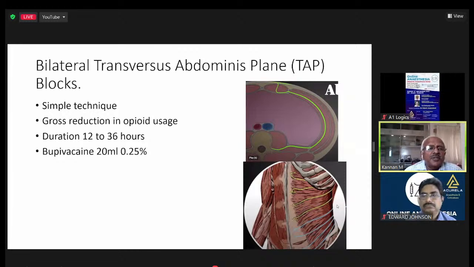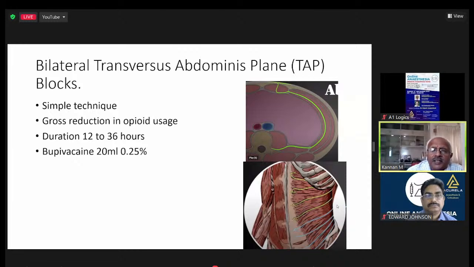The patient satisfaction is very good, and the duration will definitely, if you use bupivacaine or even ropivacaine with steroids, act for more than 12 to 36 hours sometimes, with a single dose. And the dosage is around 20 ml on each side with 0.25% in an adult woman, which is convenient. But usually by weight, it is 0.4 ml per kilogram body weight, and that is the acceptable dose.